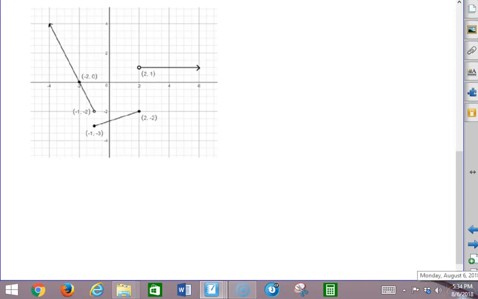Now I have a piecewise graph and I want to write a function for it. Notice it has 3 pieces, so I'm going to end up writing a piecewise function that has 3 lines in it, 3 different function rules for 3 different sections of the domain. So the first thing let's do is look at the sections of the domain that we need.